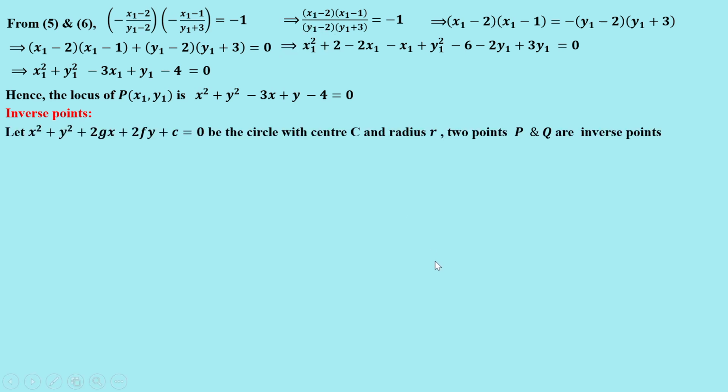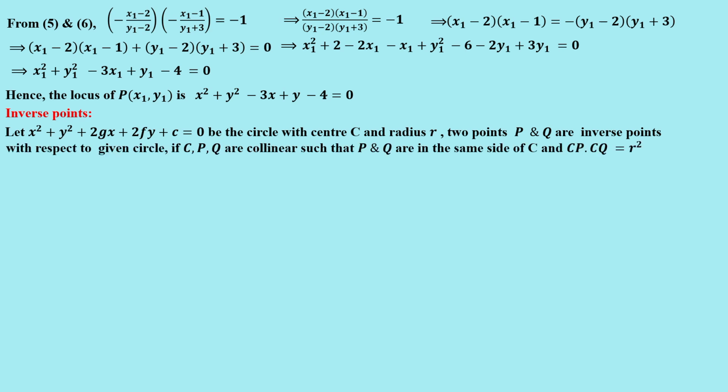Definition: let x square plus y square plus 2gx plus 2fy plus c equal to 0 be the circle with center C and radius r. Two points P and Q are inverse points with respect to the given circle if C, P, Q are collinear, such that P and Q are on the same side of C, and CP into CQ is equal to r square.